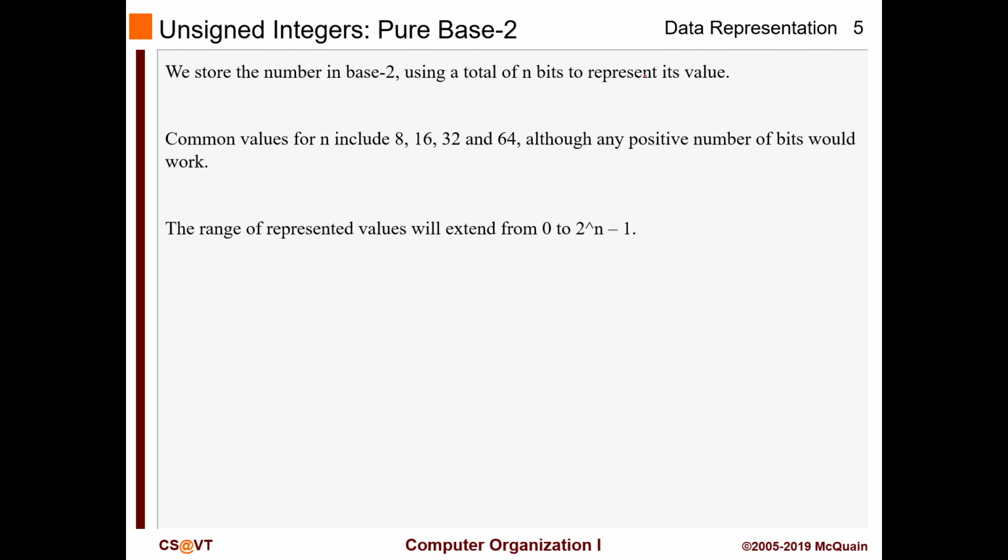So unsigned integers: we store numbers in base 2 using a total of n bits to represent its value. So there's not going to be any sign bits. We are basically using all of the 0s and 1s we can put in the memory location. And another thing is n is usually 8, 16, 32 and 64.